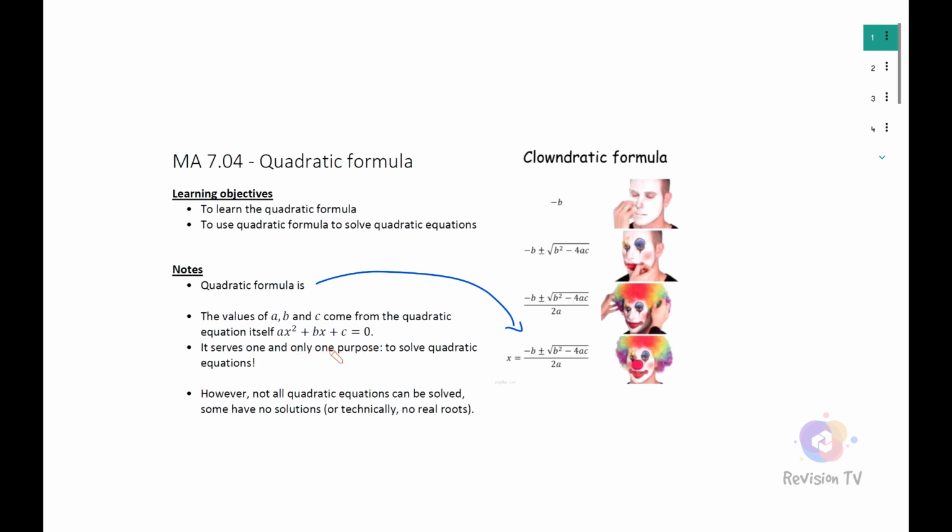The formula serves one and only purpose: to solve quadratic equations. Not all quadratic equations can be factorized. If it can't be factorized, the best way to solve it is to use the formula. However, not all quadratic equations can be solved. Some have no solutions, or technically we'll call it no real roots. Graphically, it means the graph is not touching the x-axis. For example, in here, this graph will have no real roots or no solutions. We'll look into it in a bit more detail in a later example.